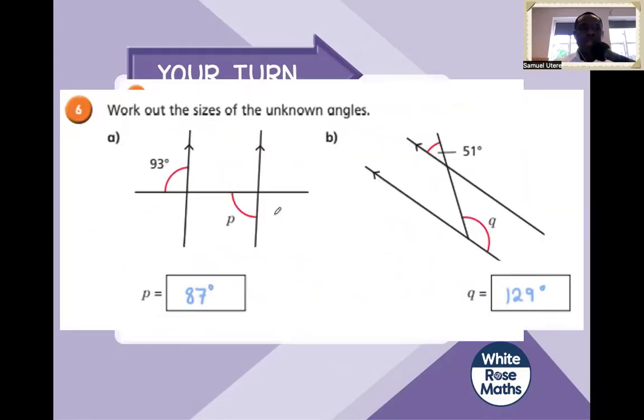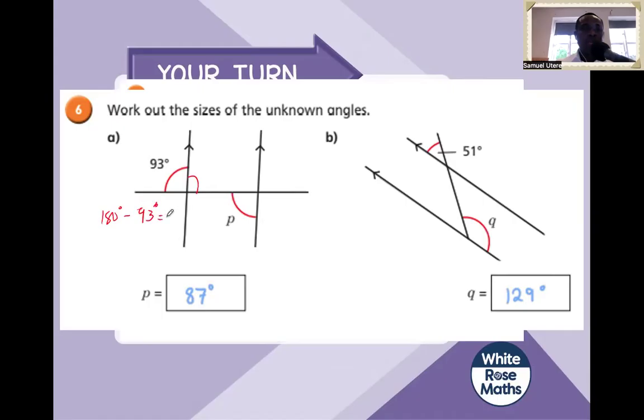So for question 6a, you were asked to work out the size of the unknown angles. This angle has to be 87 degrees. How did we get that answer? We know that this angle here has to sum to 93 degrees to get 180 degrees, so they are adjacent angles on a straight line. To get this angle, we could say 180 degrees minus 93 degrees, which will give us 87 degrees.